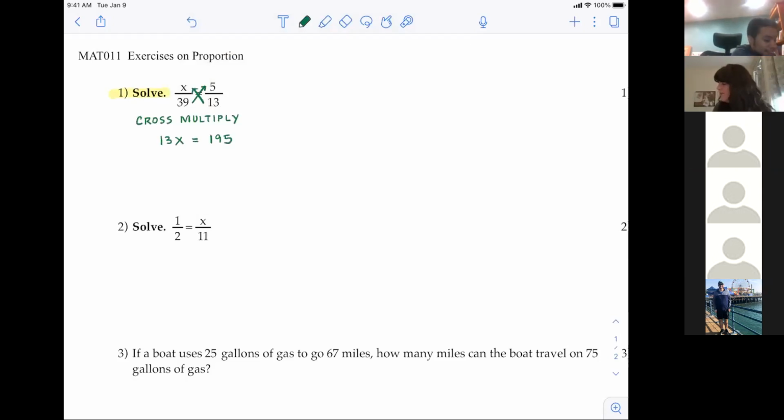Once you cross multiply, the equation is a lot more recognizable. To isolate the unknown here, we simply divide both sides by 13. So what do I get? 15, is that right? Did I do it right? All right, I guess we all passed the test then.